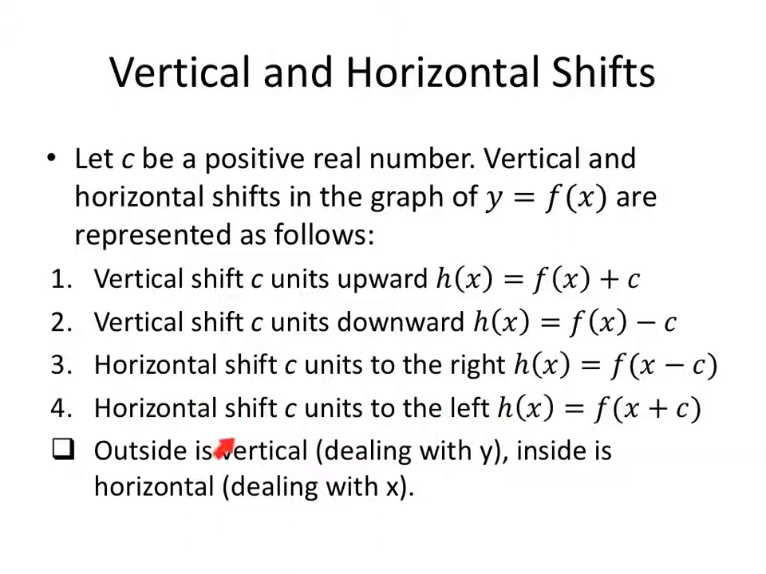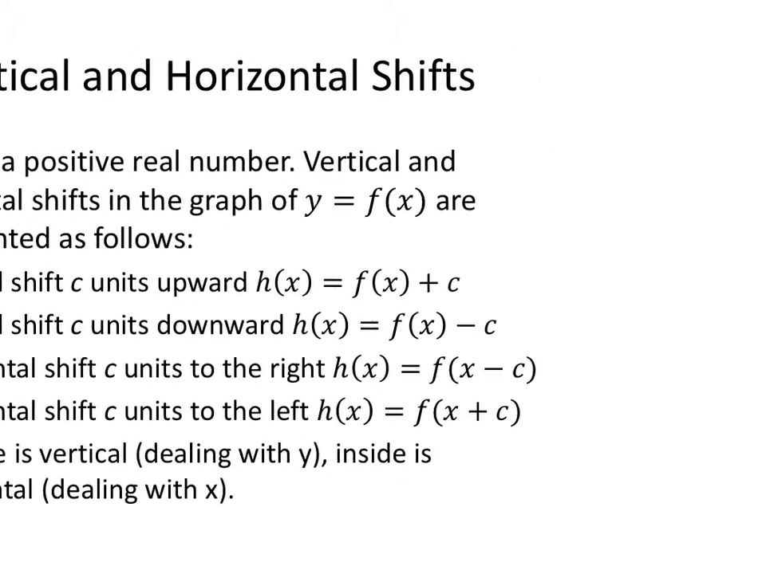Horizontal shifts, right? Horizontal goes left to right. Those will affect the x values directly. So f of x minus c will go to the right c units. Standard form, x minus c goes to the right c units. A lot like we saw in our circles standard definition, it was an x minus h. So it goes to the right c units. Horizontal shift c units to the left will have an x plus c. In general, the outside is dealing with the y, it's vertical. The inside, dealing with x, is a horizontal.